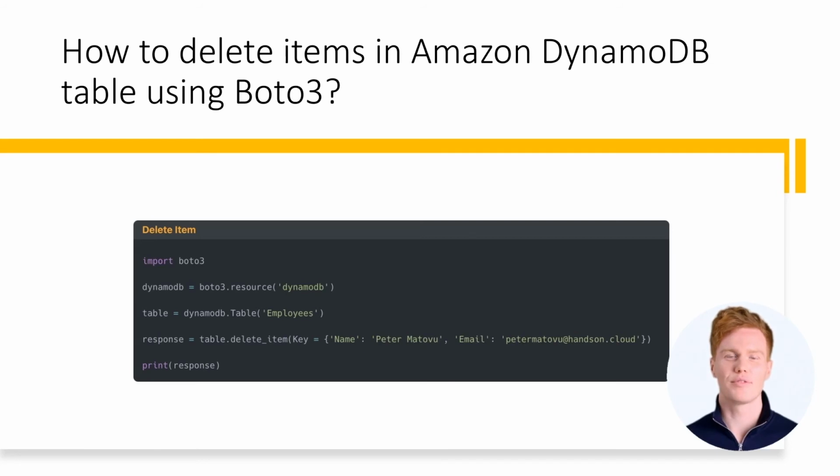To delete items in the Amazon DynamoDB table using Boto3, you need to use the delete_item method. You need to specify the item's partition key to delete one or more items related to that partition key, and a combination of the partition key and a sort key to define a unique item you'd like to delete.